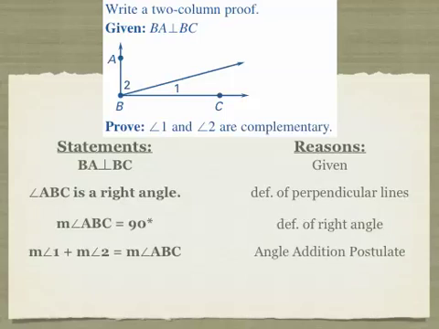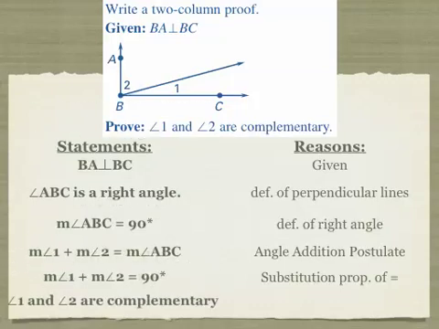I'm getting really close to proving angle 1 and angle 2 are complementary. I have angle 1 plus angle 2 equals the measure of angle ABC. I'm going to use that the measure of angle ABC equals 90 degrees and plug in 90 for the measure of angle ABC because of the substitution property of equality. Now if I have the measure of angle 1 plus the measure of angle 2 equals 90, that does mean that angle 1 and angle 2 are complementary. So I can say that angle 1 and angle 2 are complementary because of the definition of complementary angles. If two angles are complementary, then they're adding up to 90 degrees.